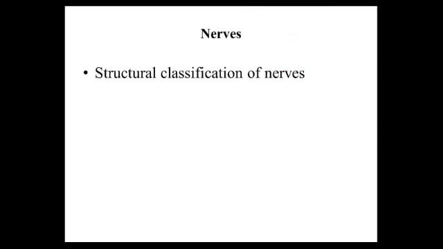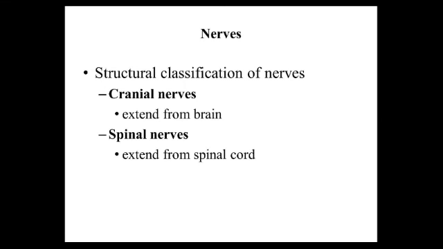All right, last thing we want to lead up to is classification, and what everything's hooked up to. First, structural classification. Obviously they're going to be hooked up to either brain or spinal cord, right? All nerves are eventually hooked up to either the brain or the spinal cord. If it's hooked up to the brain, we call it a cranial nerve. If it's hooked up to the spinal cord, we call it a spinal nerve. There are 12 pairs of cranial nerves. They have fun names like glossopharyngeal and vagus and olfactory and vestibulocochlear, and we'll learn them in the next chapter.